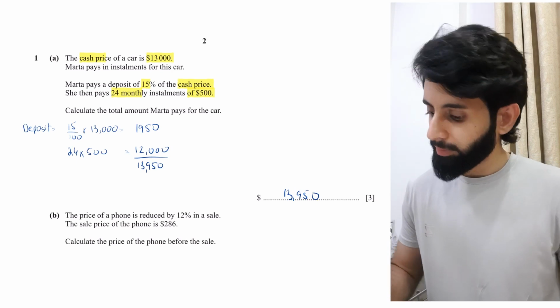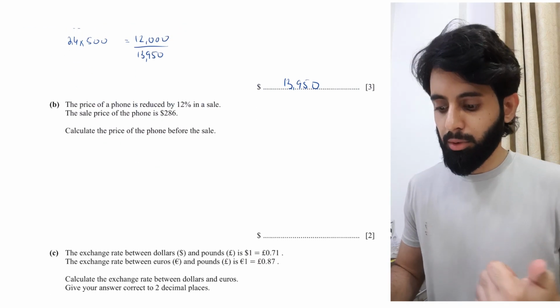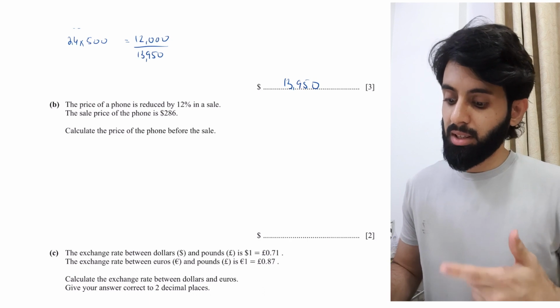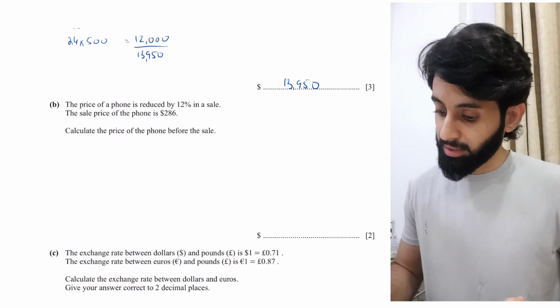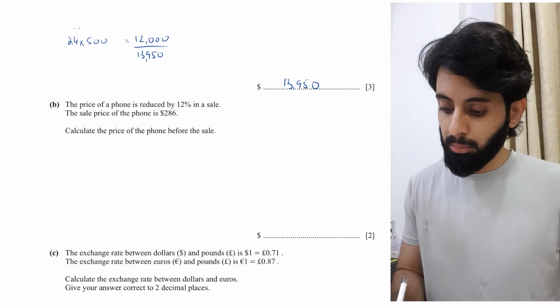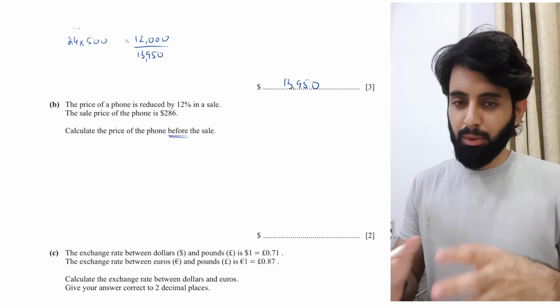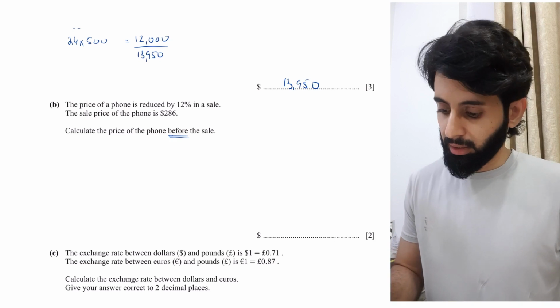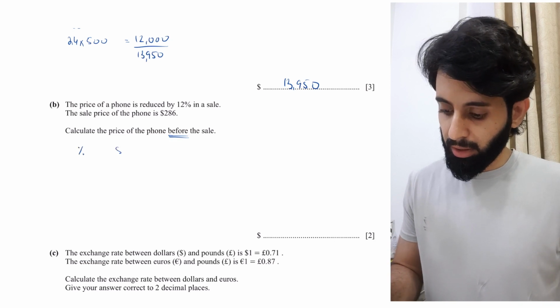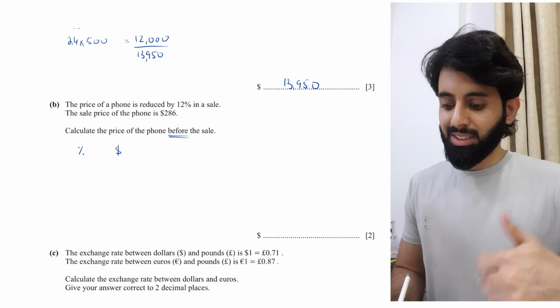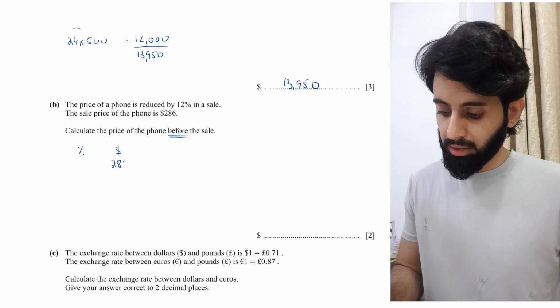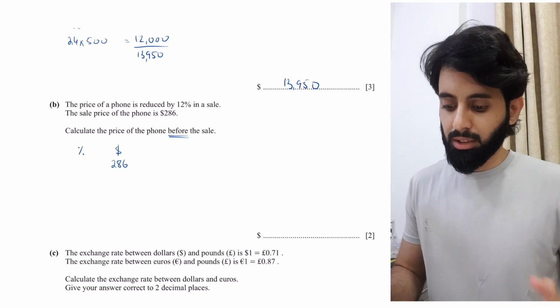Now let's do part B, which says the price of a phone is reduced by 12% in a sale. The sale price of the phone is $286. Calculate the price of the phone before the sale. If you've followed my videos, you must have noticed that I have a very straightforward approach with questions like these. I make a column for percentage and a column for dollars. $286 is the reduced price, which means this is after discount.